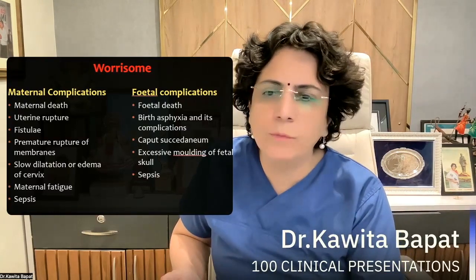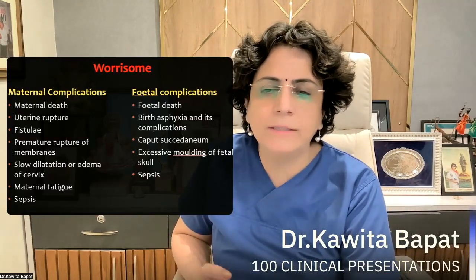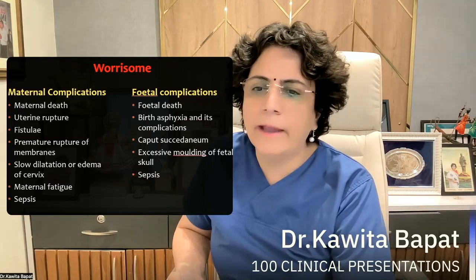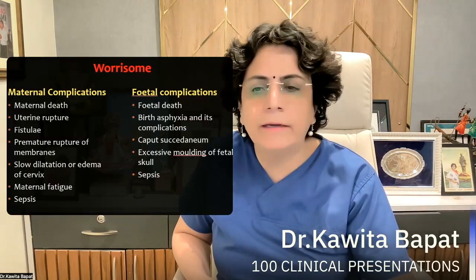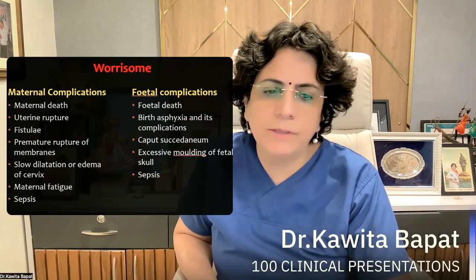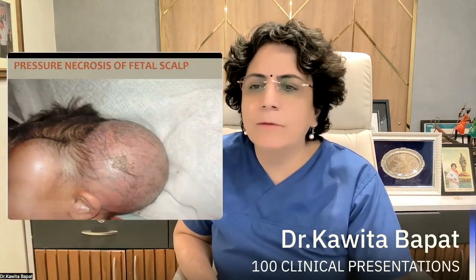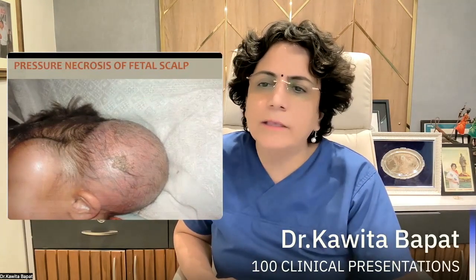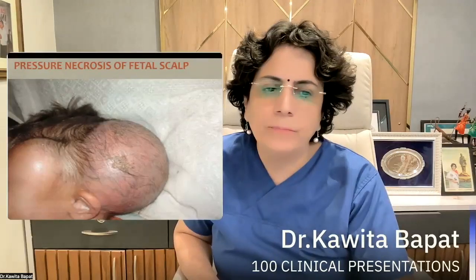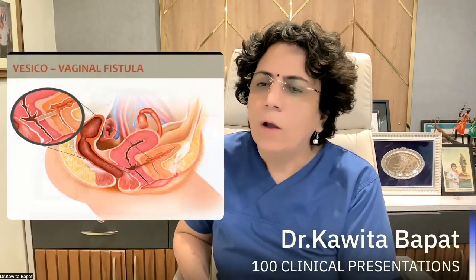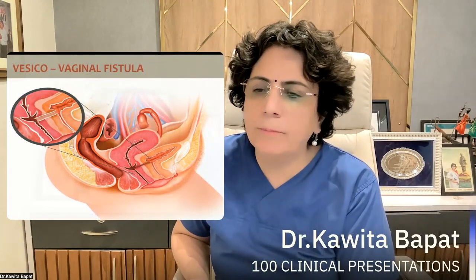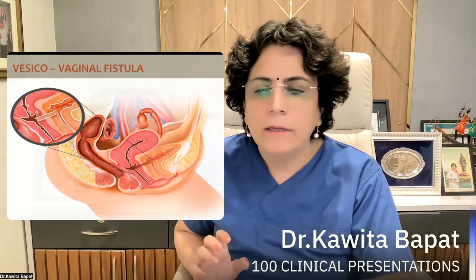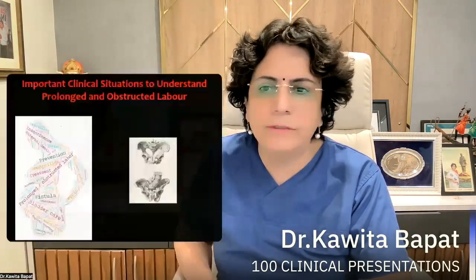Fetal complications: the worst one is fetal death, birth asphyxia and its complications leading to CP and everything. Then caput can form, with excessive molding of the head and skull, and ultimately fetal sepsis is also there. This is one of the diagrams showing pressure necrosis on the fetal head leading to a big caput formation, and this is also a worrisome part. Also, vesicovaginal fistulas because of compression at that part, leading to partial necrosis and ischemia of that part, can lead to vesicovaginal fistula.